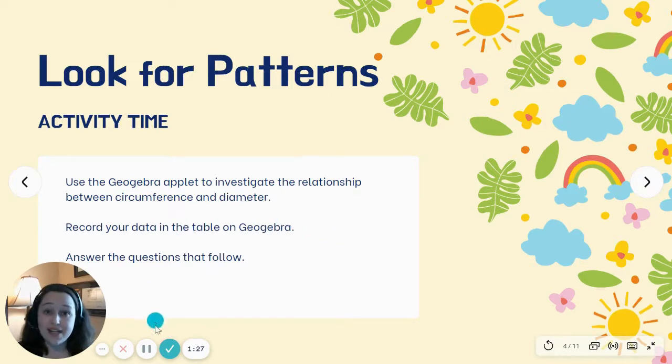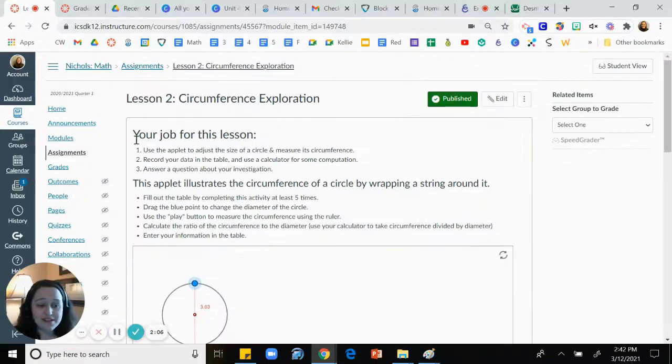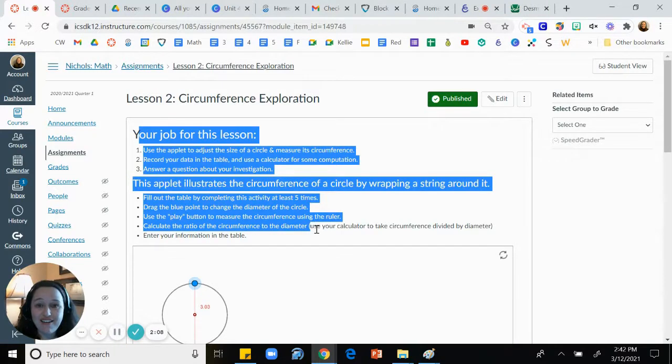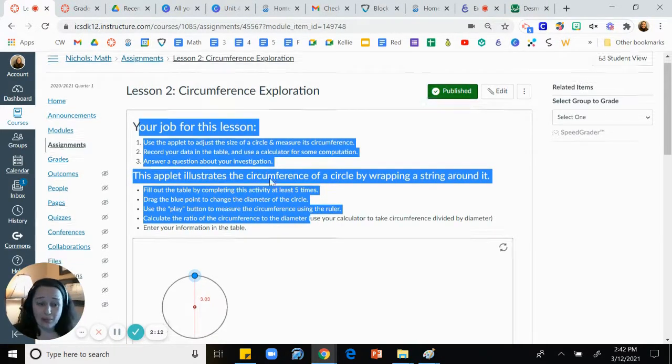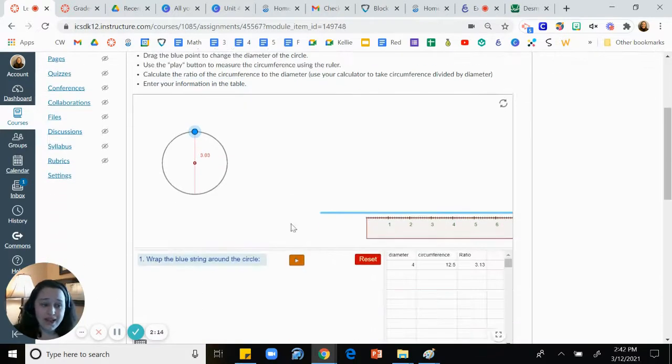Here's what that's going to look like. Your job for this lesson is described right here, but I'm going to explain it to you. So feel free to refer to that if you need written help. But for now, let's look at this diagram together. You're going to start by adjusting the diameter of this circle. You can drag that blue dot to adjust the diameter of the circle.